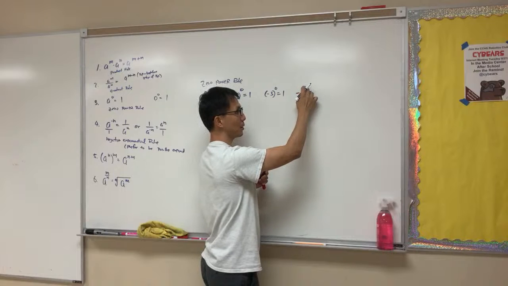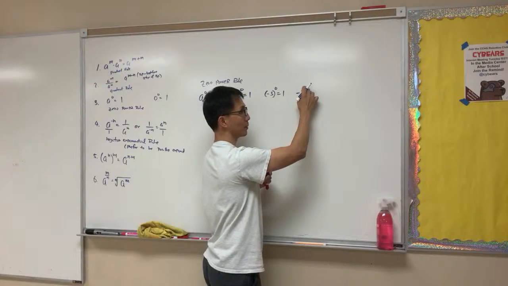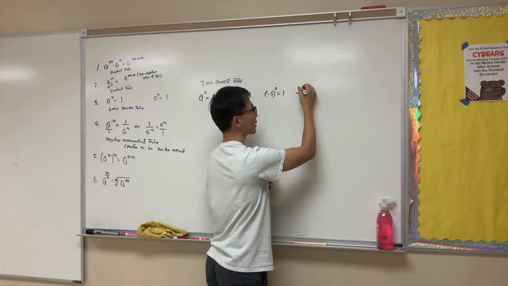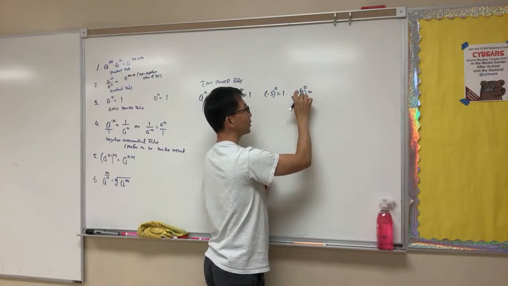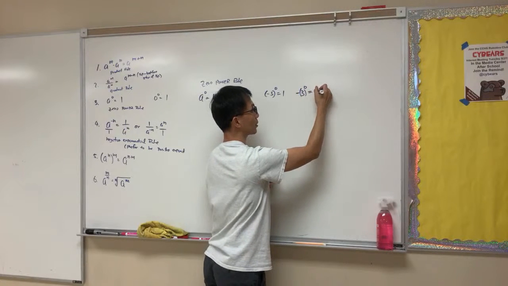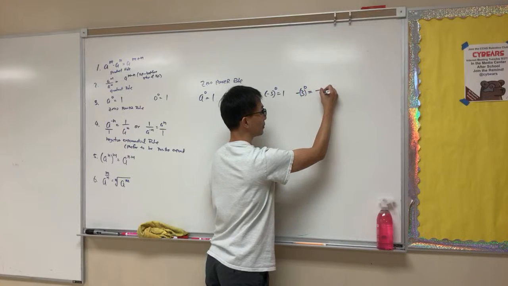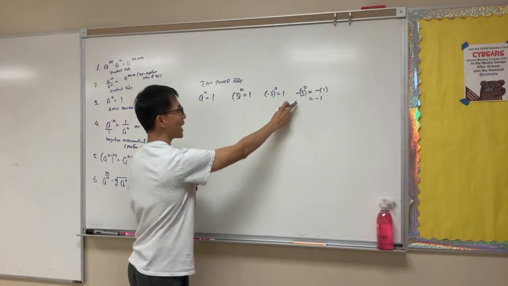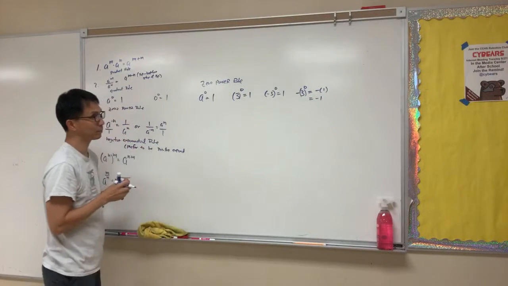So 3 to the 0 is 1. But it's going to be multiplied by the negative sign. So technically this has happened: 3 to the 0 is 1, so negative 1. So the answer is negative 1. This last part, a lot of people get confused.